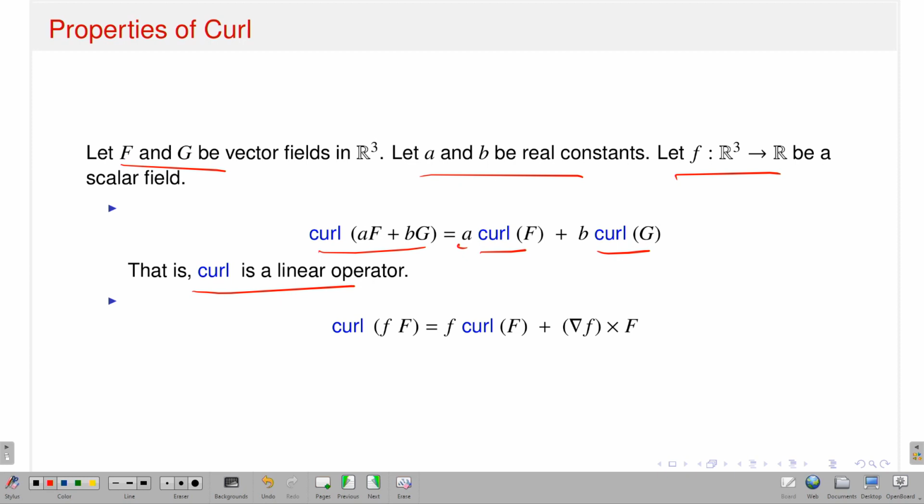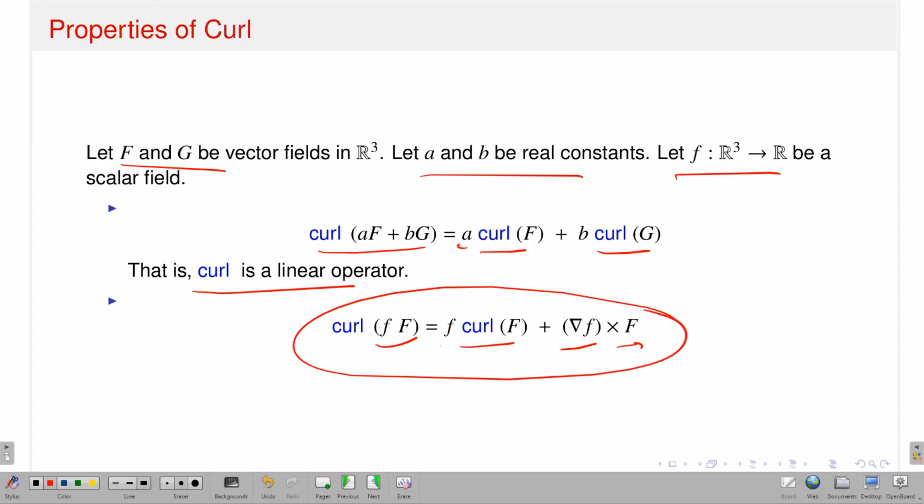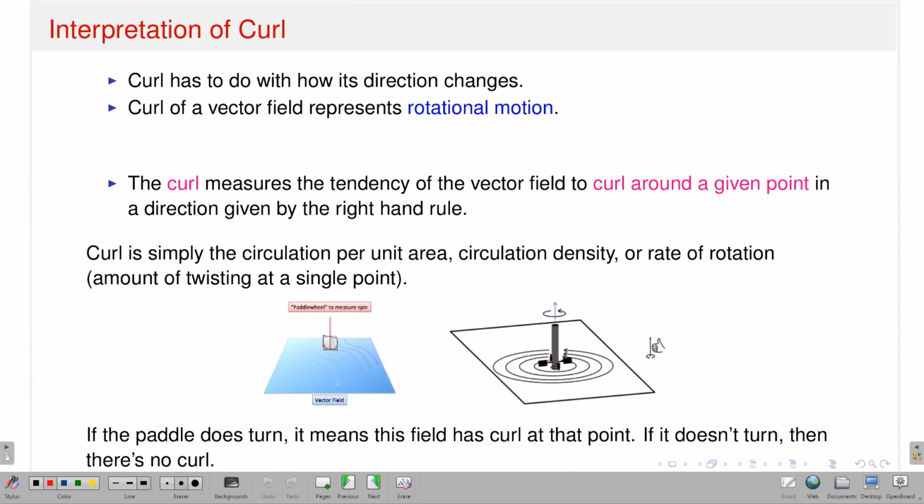and if I have a vector field capital F, then I can calculate the curl of the product small f times capital F. Small f will come out, then you have the curl of capital F, and then this time we will have the gradient of f cross product with the vector field capital F. So these are the properties of curl. Like in the divergence, but this formula will have differences. There we have f times divergence, a dot product, but here I will have a cross product.